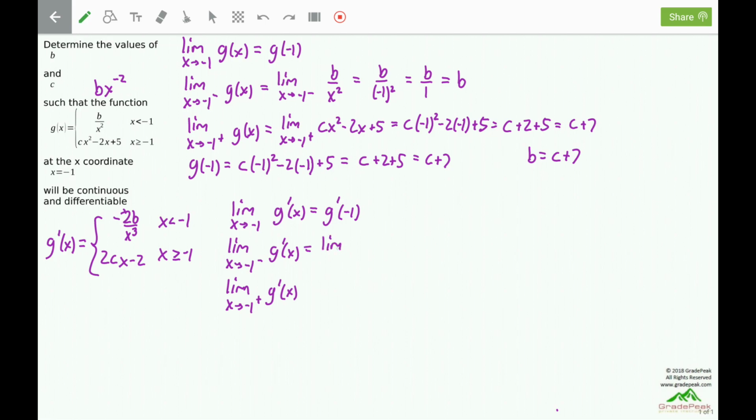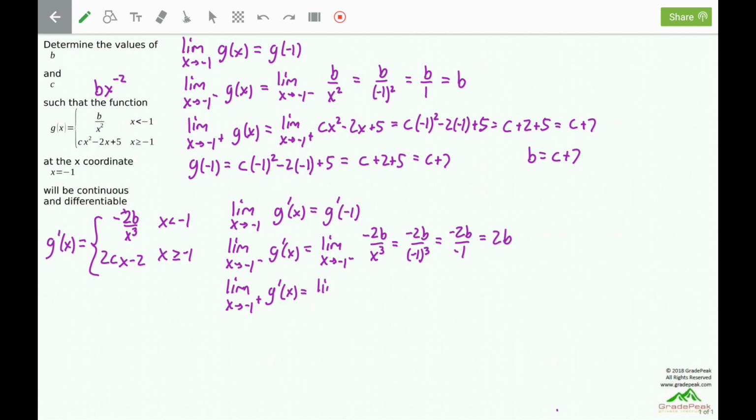For the left side, we have a situation where we are less than negative 1. We will use this for g prime of x, negative 2b over x cubed. We can now plug in negative 1 in for each of the x's. That'll be negative 2b over negative 1 cubed. Negative 1 times negative 1 is a positive 1, times 1 more negative 1 is negative 1. And negative 2 over negative 1 is positive 2, so that comes out to 2b.